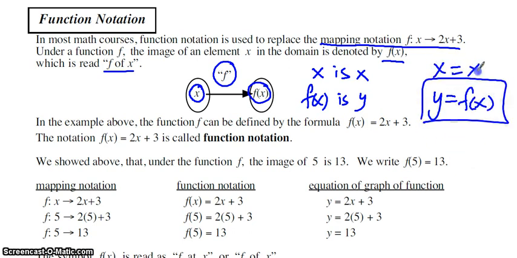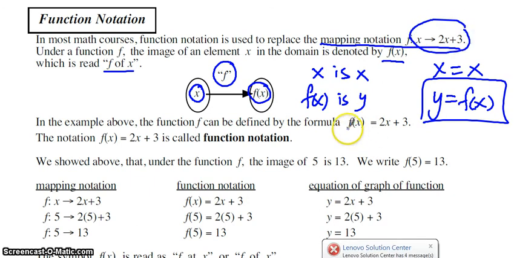x is x, but y is f of x. So make it very clear. In the above example, the function f can be defined by this formula. So instead of using this mapping notation, we'll just write f of x is 2x plus 3.